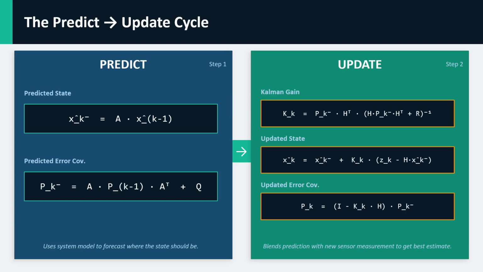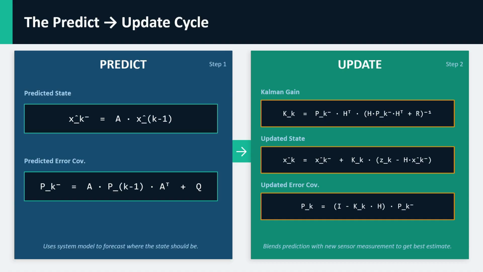Step two is the update part. Now the sensor measurement z_k arrives. We compute the Kalman gain, which we explain on the next slide, and then blend our prediction with the measurement: x_k = x_k⁻ + K_k(z_k − H·x_k⁻). The term in the parentheses, z_k − H·x_k⁻, is called the innovation or the residual. It's how surprised we are by the new measurement. If it's small, our prediction was good. If it's large, the measurement is telling us something new.